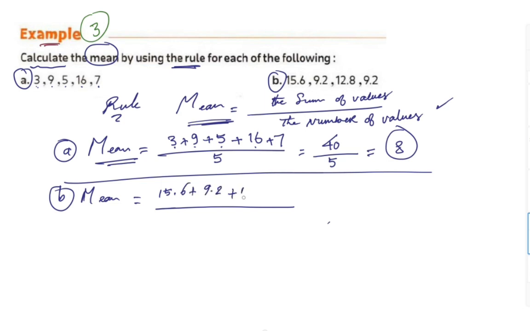9.2, 12.8, 9.2 over 4. Why 4? Because 1, 2, 3, 4. That's the number of values.